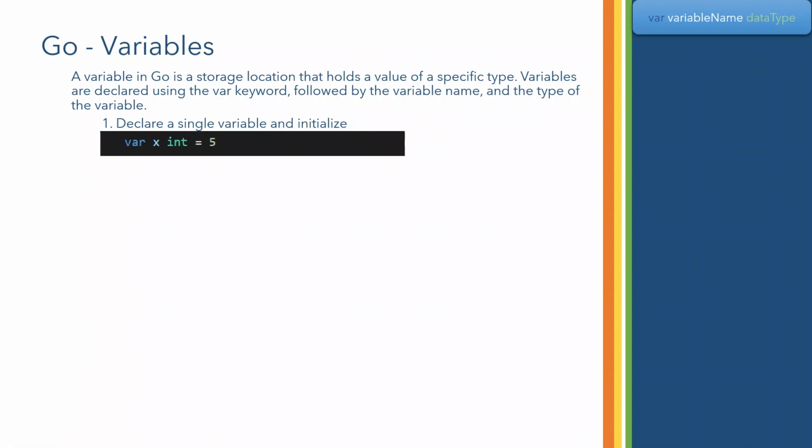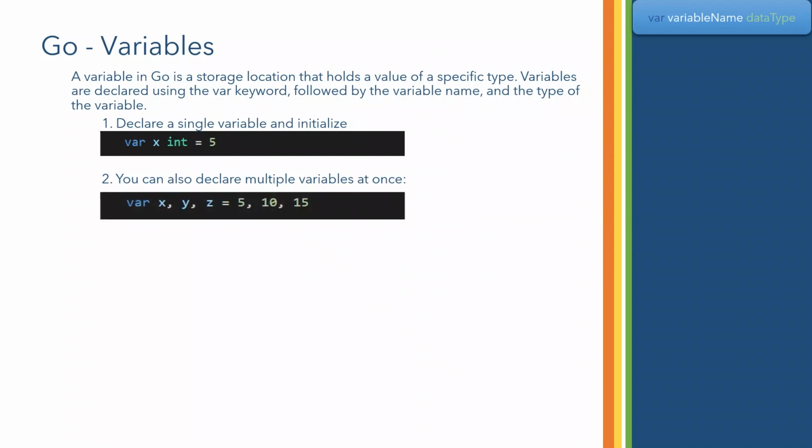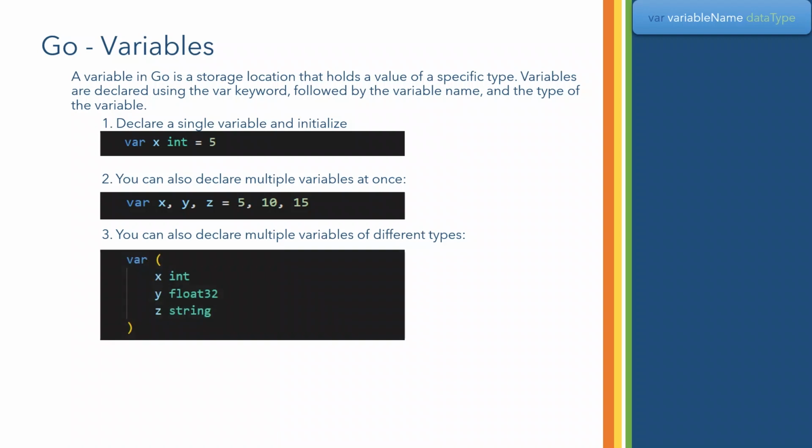This we discussed in more detail in the previous session, like how it is stored in memory and how you can access it with the name. You can also declare multiple variables at once. Example: var x, y, z = 5, 10 and 15. You can also declare multiple variables of different types. For example, var, open bracket, and then you can declare different types of variables, like x is int, y is float and z is string.